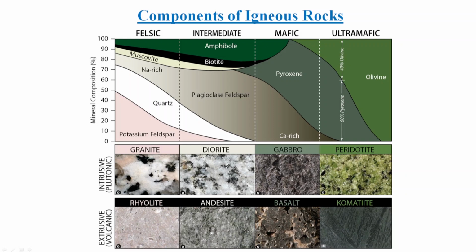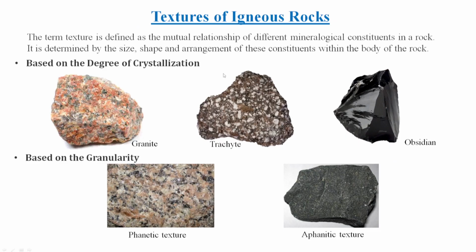Similarly, andesite is the volcanic equivalent of the plutonic diorite, basalt is the volcanic equivalent of plutonic gabbro, and komatiite is the volcanic equivalent of your peridotite. So, obviously, the melting of peridotite will also give you basaltic composition and sometimes also komatiite composition.